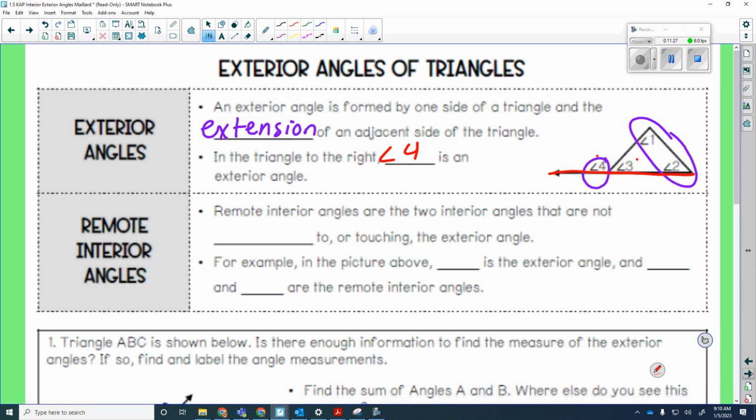Remote interior angles. That's just what those are called. Remote interior angles are the two interior angles that are not adjacent to or touching the exterior angle. So in this picture above, angle 4 is the exterior angle, and then which ones are the remote interior angles? Angle 1 and angle 2. It's the ones that are not touching it.